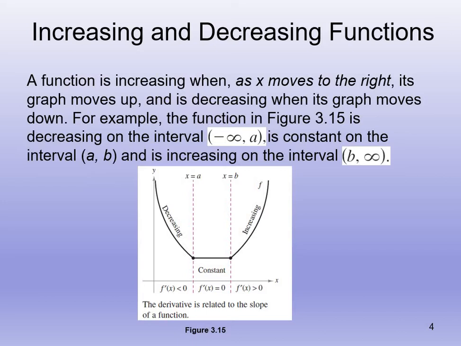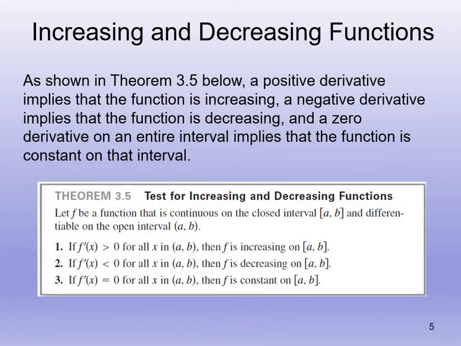We're going to go through the derivative test. To know if a function is decreasing, its derivative is going to be less than 0. If its derivative is 0, it's constant, and if its derivative is greater than 0, it's going to be increasing. So there's how we can use the derivative to understand this. So how do we write that out? We take a look at Theorem 3.5. That's how we test to see if a function is increasing or decreasing.